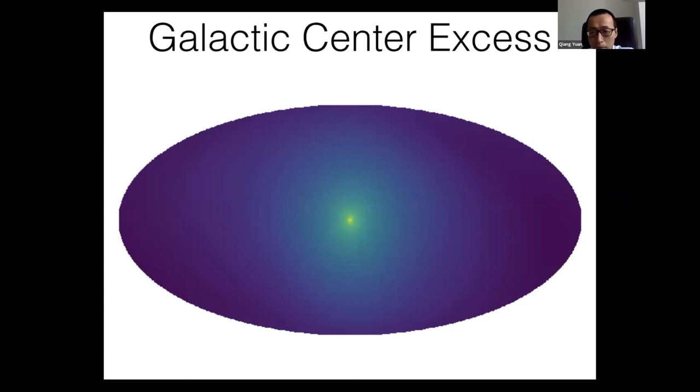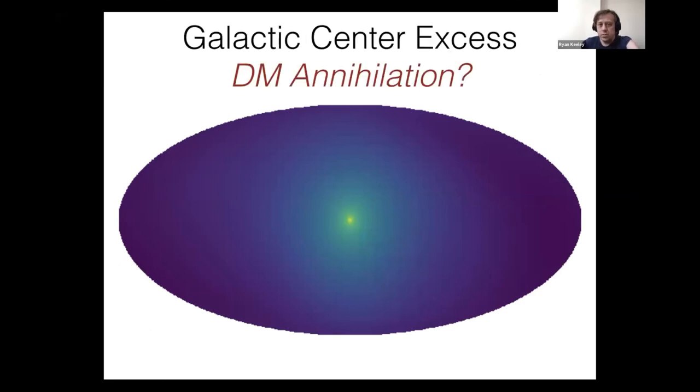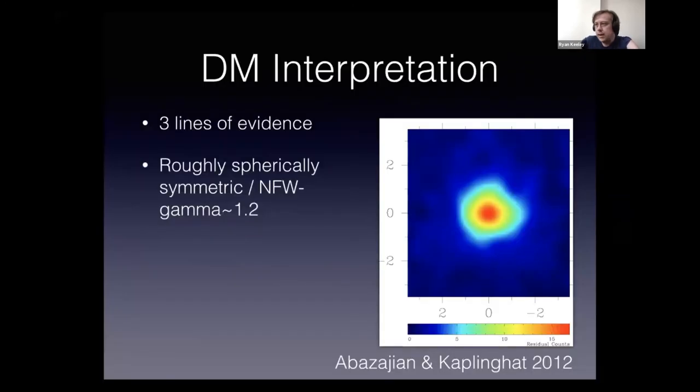When you do this, when you optimize all the fluxes of the various templates and subtract them from the data, an unaccounted for excess of gamma rays remains. This excess has come to be known as the Galactic Center extended excess. It's particularly exciting since it has the potential to be interpreted as annihilating dark matter. There are three lines of evidence that support this interpretation.